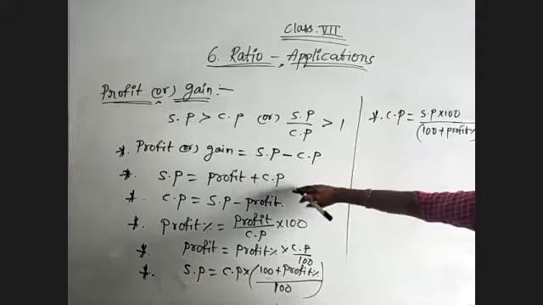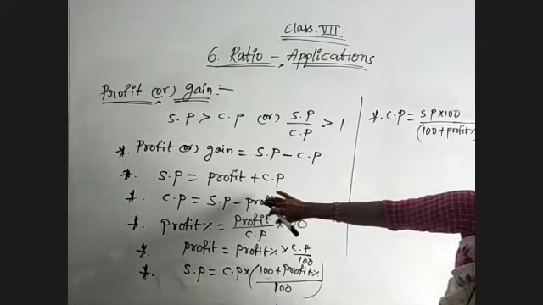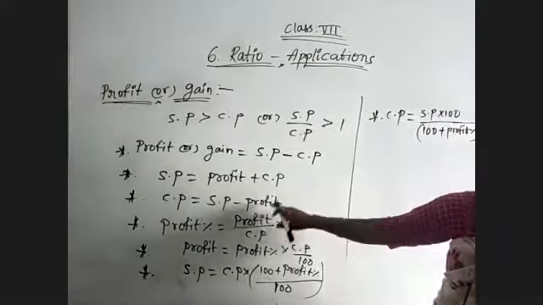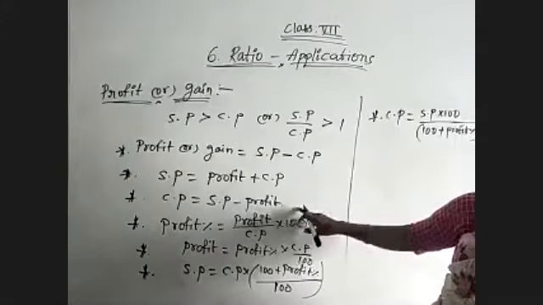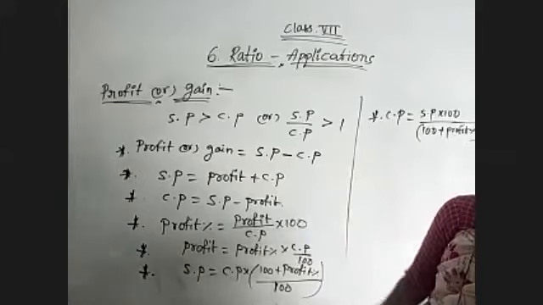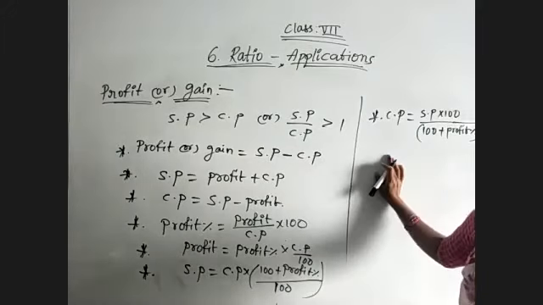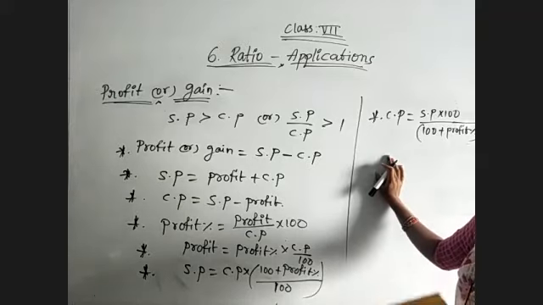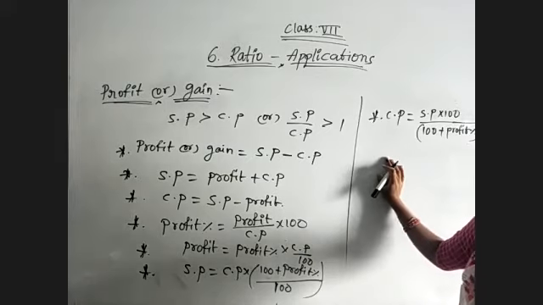Okay, so these are the different formulas depending on profit or gain. Instead of profit they may give gain also. SP is equal to gain plus CP, CP is equal to SP minus gain, gain percentage is equal to gain by CP into 100. Okay, so these are the different formulas depending on profit, profit percentage, CP, SP. How we use them while doing the problems, I'll explain.